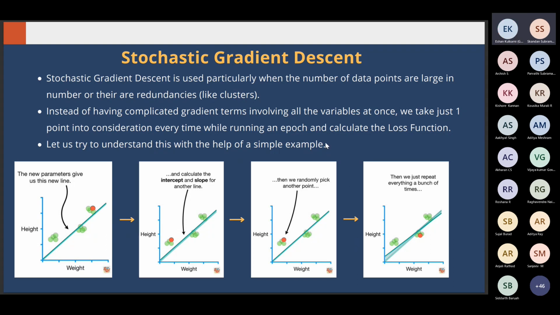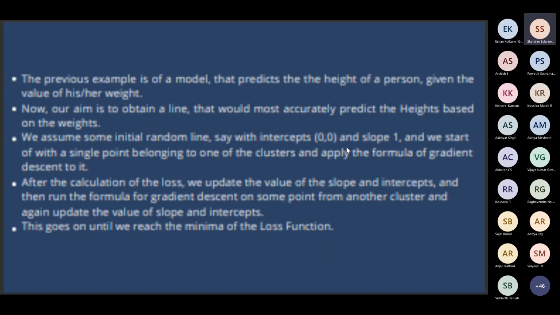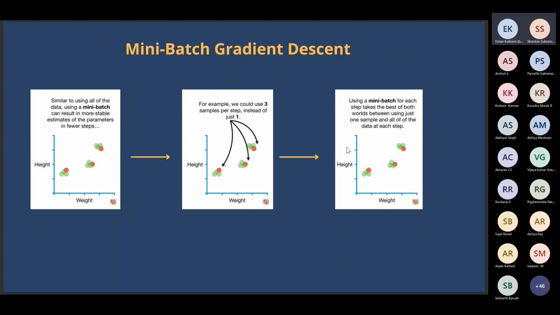So stochastic gradient descent is one such method, and there is one more method called mini batch gradient descent. I would say that mini batch gradient descent takes the best from stochastic gradient descent as well as the normal batch gradient descent. In the normal gradient descent, we take all the points at once, and in stochastic gradient descent, we just take one point at once. So in the case of redundancies like the clusters that we have here, we take one point from each cluster.